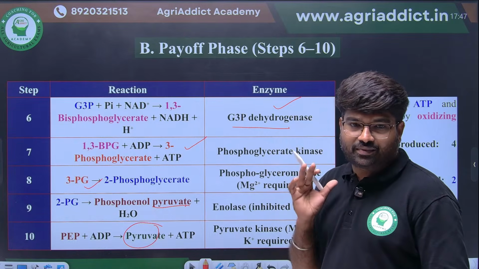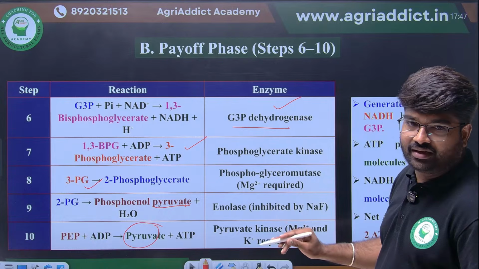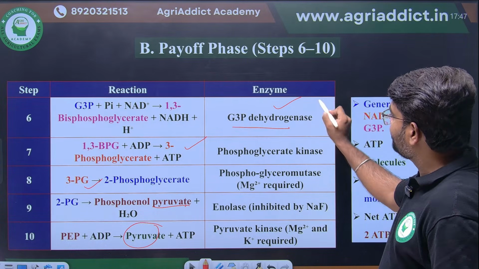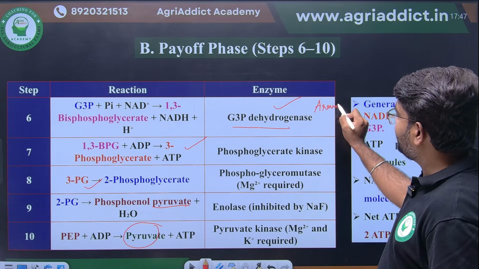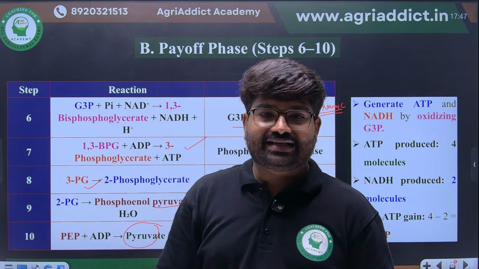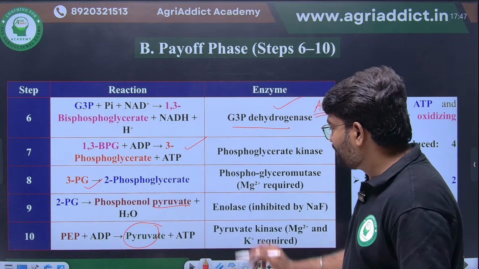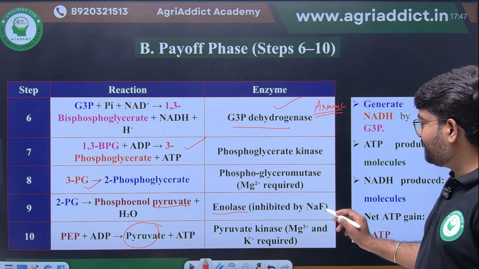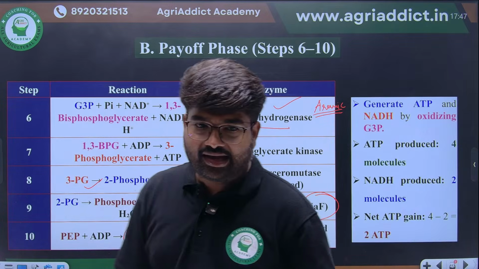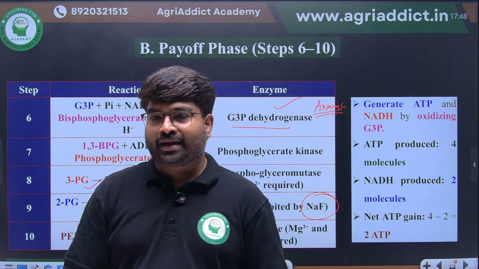The important things we are going to discuss now. The inhibitor for glyceraldehyde 3-phosphate dehydrogenase is arsenic. This is a very important point you have to remember. Arsenic is a typical example of an inhibitor of glyceraldehyde 3-phosphate dehydrogenase. This is very, very important. Enolase: sodium fluoride is the inhibitor for the enolase enzyme. They have already given it here. I hope this is clear.